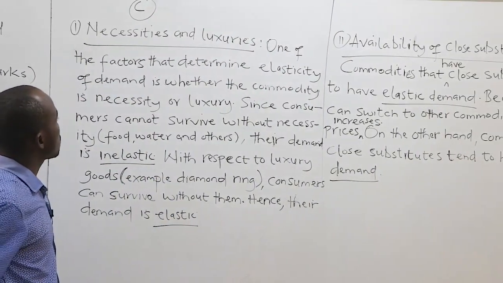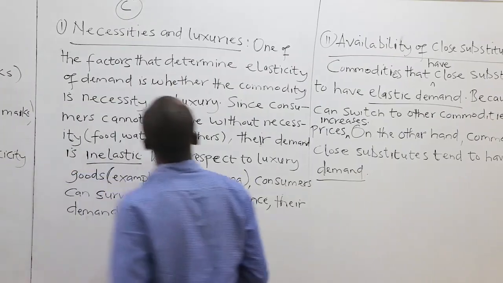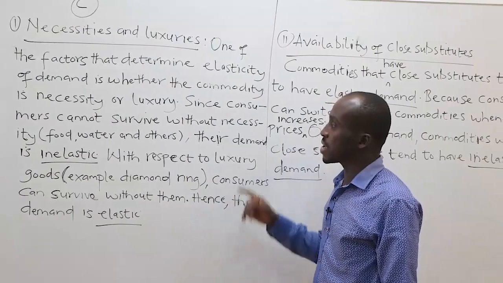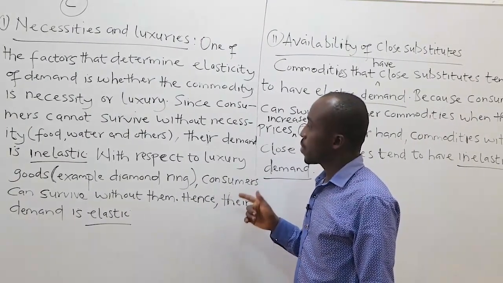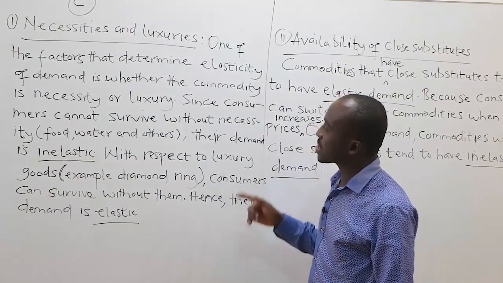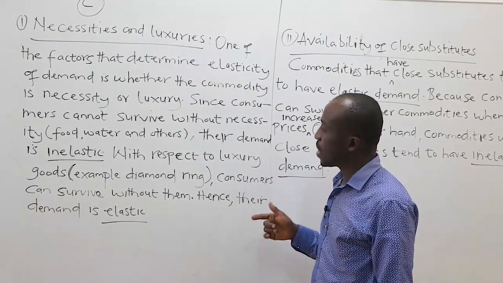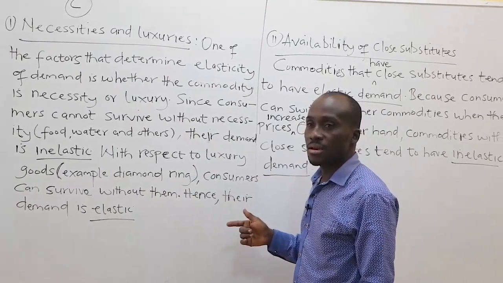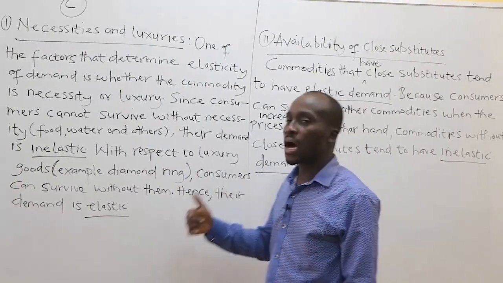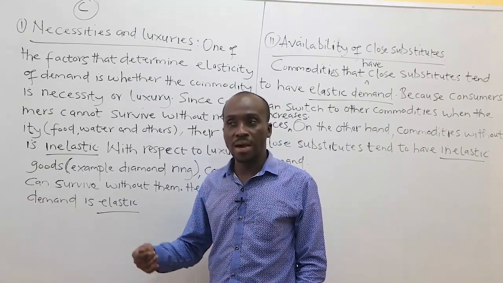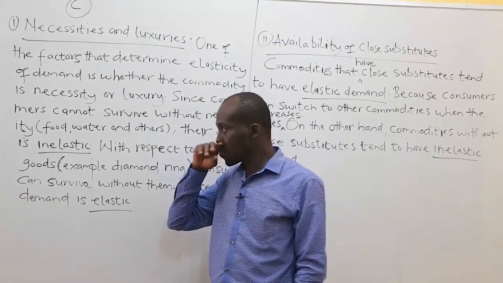Necessities and luxuries. One of the factors that determine elasticity of demand is whether the commodity is a necessity or a luxury. Since consumers cannot survive without necessities, like food, water, and others, their demand is inelastic. It means that if the price goes up, they have no option. They will keep on buying. Only a few people will stop buying because they have no option, right?